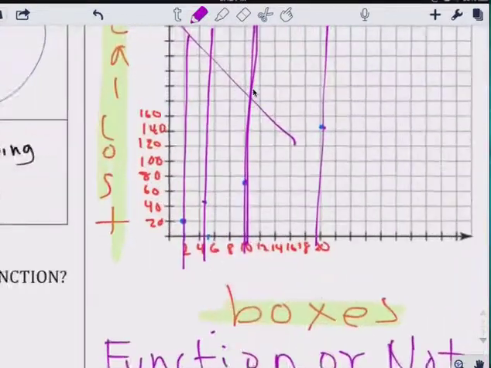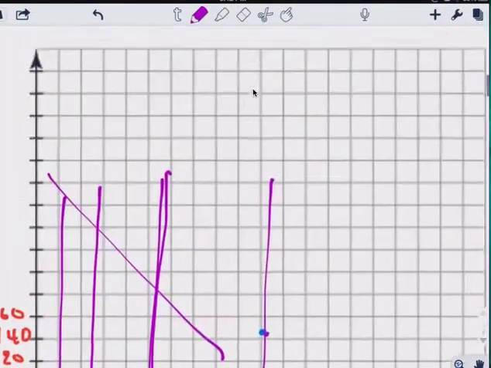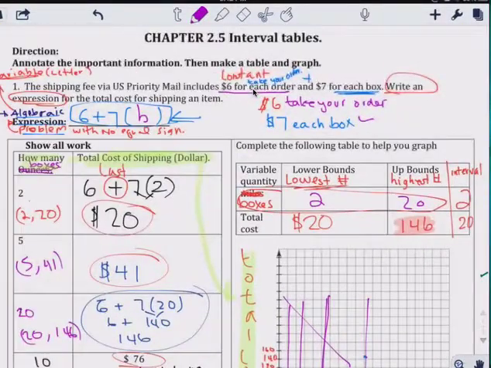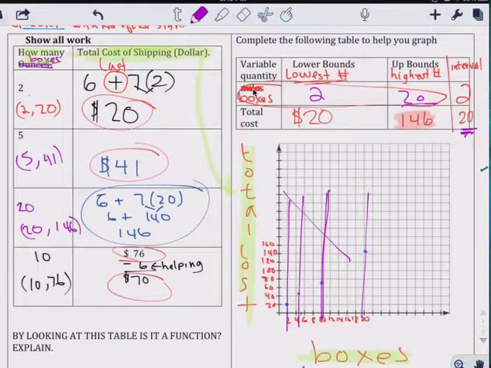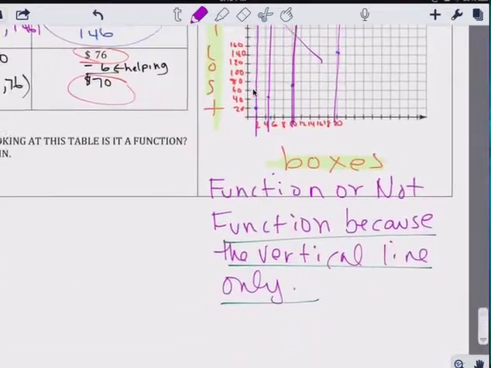Now in some of my classes I use an interval of 10 over here. In my other class, as you can see, we use 20. It really doesn't matter. Just make sure it fits all the numbers.